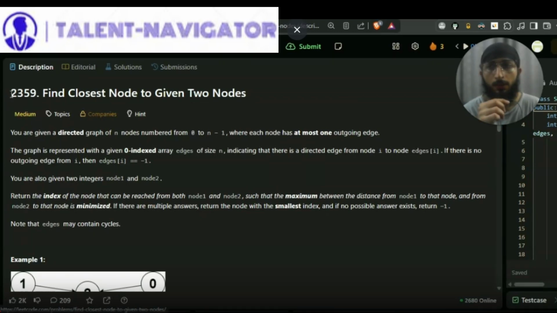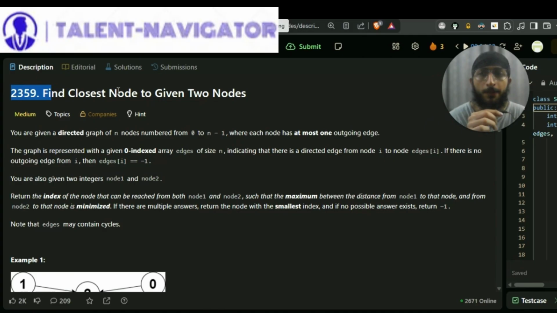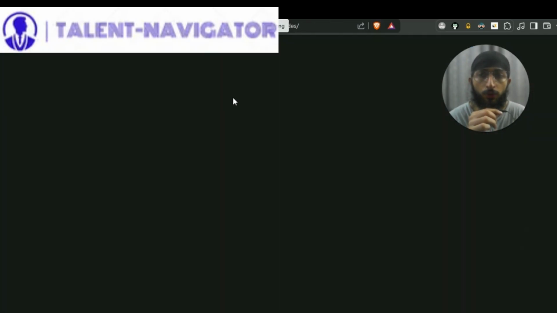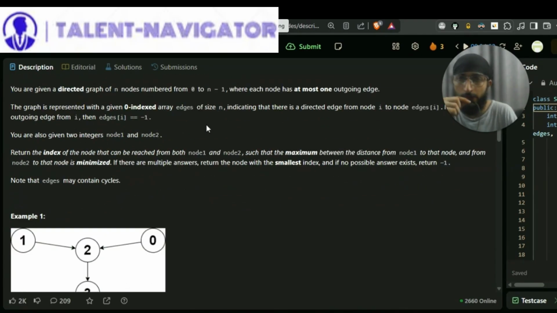Hi, so basically in this video we're going to be talking about Leetcode problem number 2359, which is our daily problem for today, and this is Find Closest Node to Given Two Nodes. So basically you are given a directed graph of n nodes numbered from 0 to n minus 1, where each node has at most one outgoing edge.